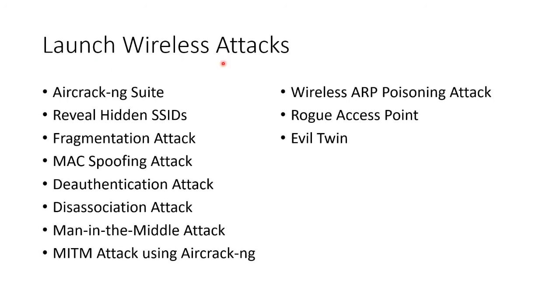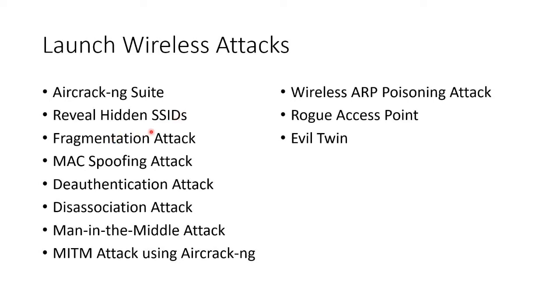So how do we launch wireless attacks? Oh, there are so many here. We could use the Aircrack-ng suite to crack WEP or WPA2. We could reveal hidden SSIDs because, quite frankly, every wireless frame has the SSID embedded in it anyway. The reason why SSIDs are hidden is because the WAP is configured to not beacon or send out the special SSID frames. But every frame has this, so just capture some packets and you'll see it anyway.